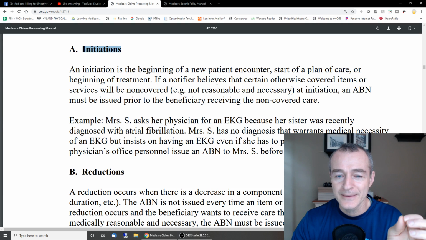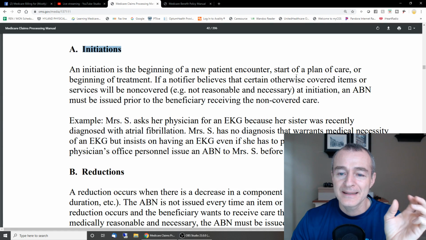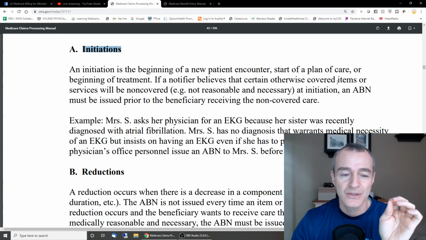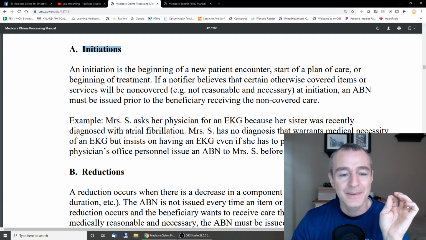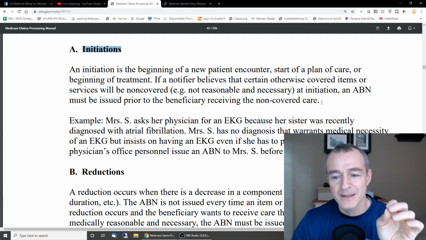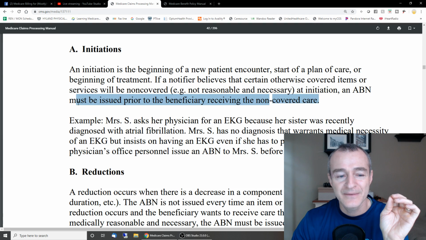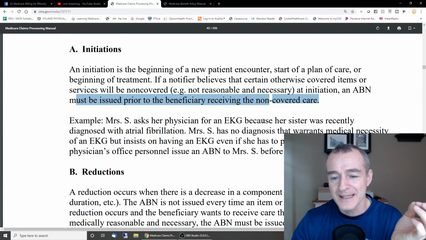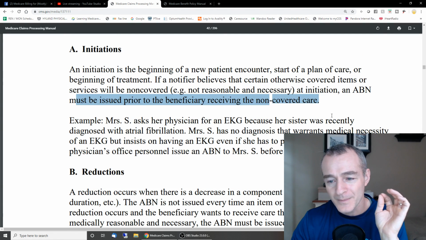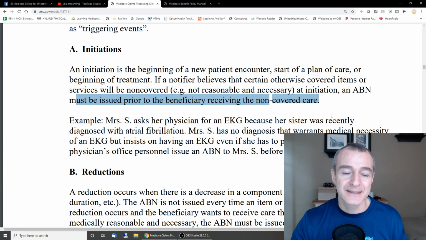If a notifier believes that certain otherwise covered services or items would not be covered, not reasonable and necessary at initiation, an ABN must be issued prior to the beneficiary receiving the non-covered service. So they give you a great example. Mrs. S asks her physician for an EKG because her sister was recently diagnosed with AFib.